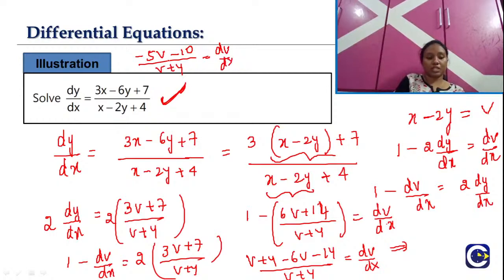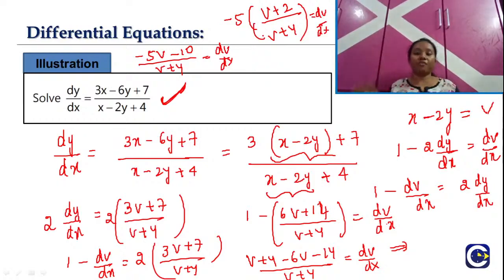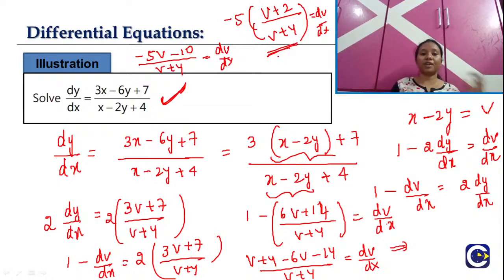And if you identify, we can take minus 5 common in the numerator, which will turn out to be minus 5 times (v plus 2) divided by (v plus 4) equal to dv by dx. So after the substitution of v in place of x minus 2y and further simplifying it by the substitution of its differentiation, we end up having the final simplified version here, that is dv by dx will be equal to minus 5 into (v plus 2) divided by (v plus 4). So this will be the final simplified version so far.